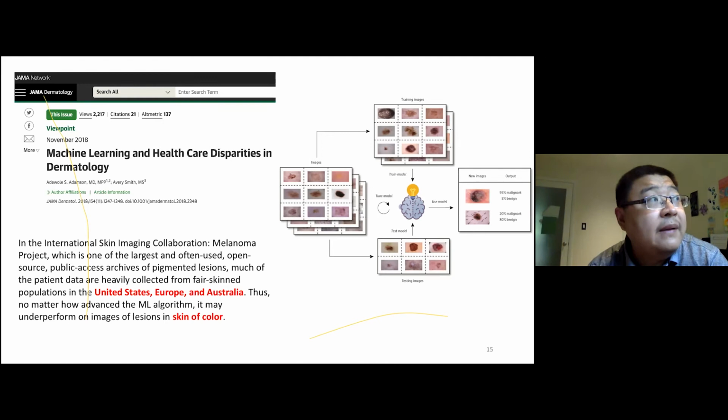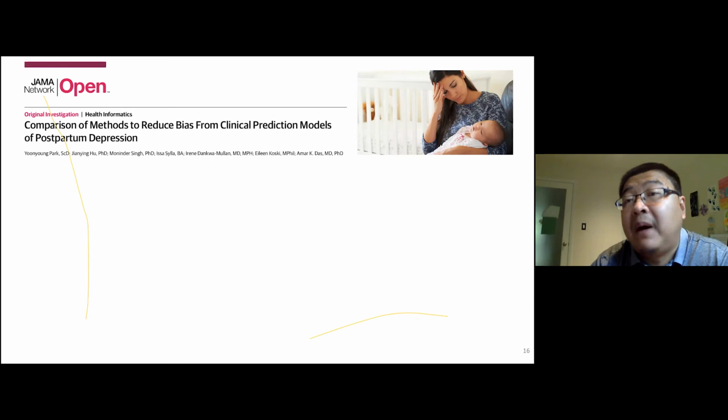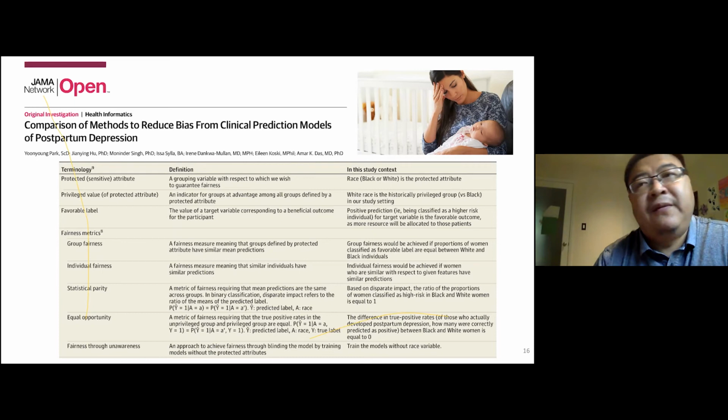So people have been studying whether there is any possibility that we can adjust these models to make them fair, because we are aware of these problems. Before, we didn't know, but now we are aware of the potential problems these algorithms may produce. So can we adjust for them? This is another paper. Let's say we build a predictive model based on claims data in this case, and we want to predict if patients are more likely to have postpartum depression or not, and they compare different adjustment mechanisms.